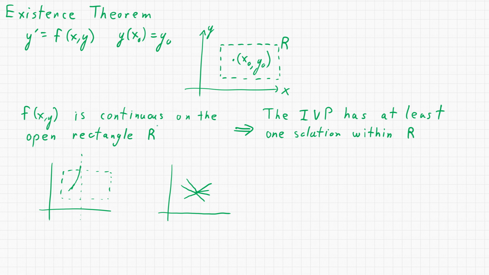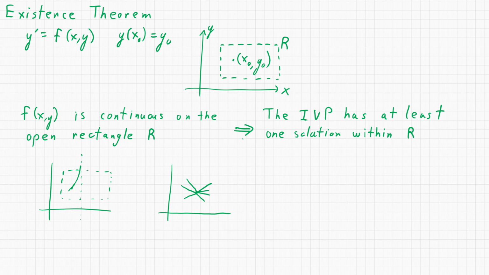f of x, y is continuous on the open rectangle R. Then the initial value problem has at least one solution within R. So there might be infinite solutions. There might be exactly one solution. You don't know. And then it's not guaranteed to exist for the entire time within R. You might get to the boundary and you might pass through it and you're fine. You might get to the boundary and there's a problem, or you might have a problem before you even get to the boundary, like a discontinuity. So that's it.